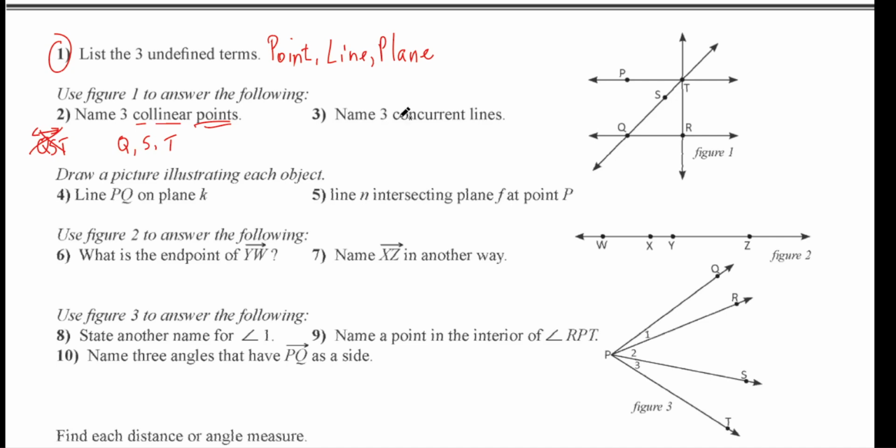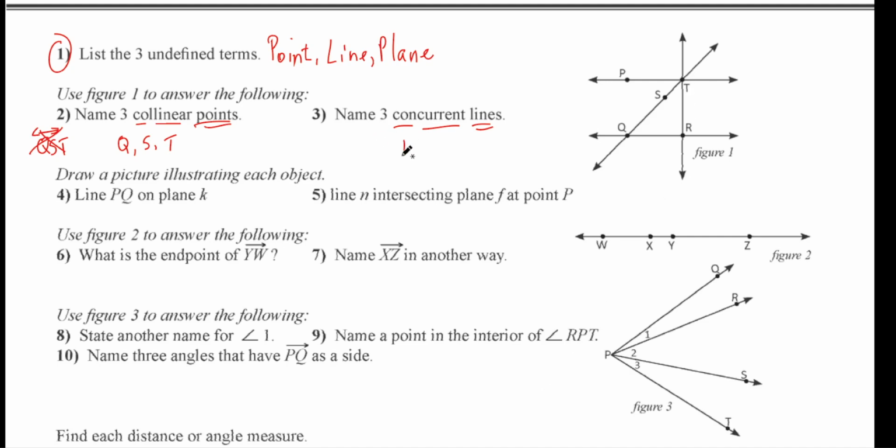What about this? 3 concurrent what? Lines. So now we're going to have 3 lines, all right? And what does it mean to be concurrent? It means all 3 lines, they touch, or what's a good geometry word instead of touch? Intersect each other, okay? They intersect each other. So let's take a look on here. Where is there a point where 3 lines meet? At point T, that's right.